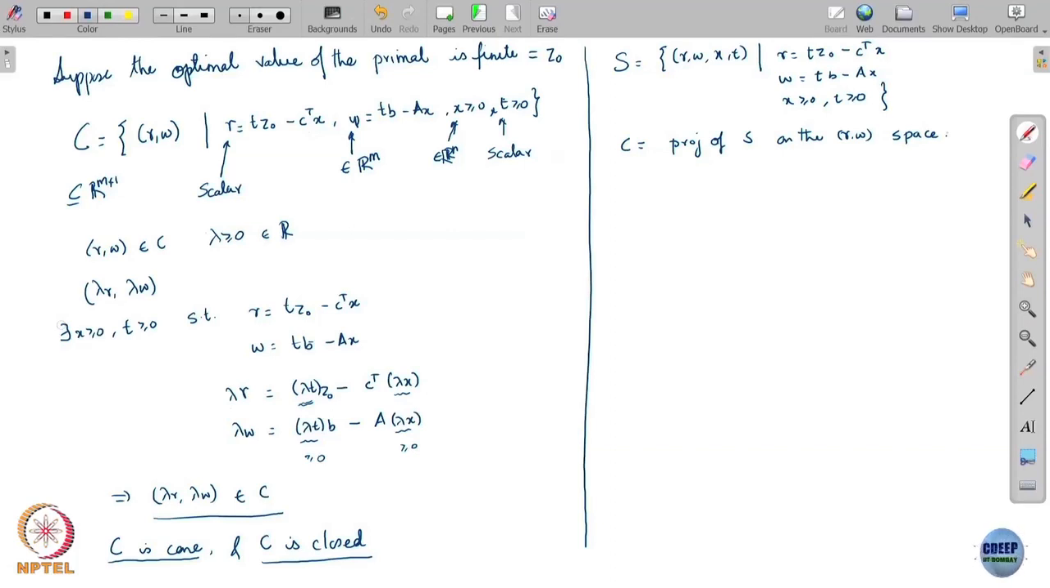It's a set of vectors that satisfy linear inequalities. So, S is itself a polyhedron. So, the shadow of a polyhedron has to be a polyhedron, right. So, this is a projection. Therefore, C is a polyhedron and hence convex.